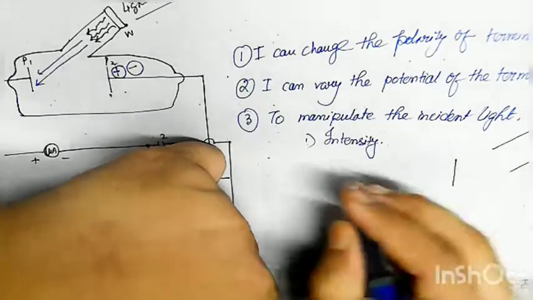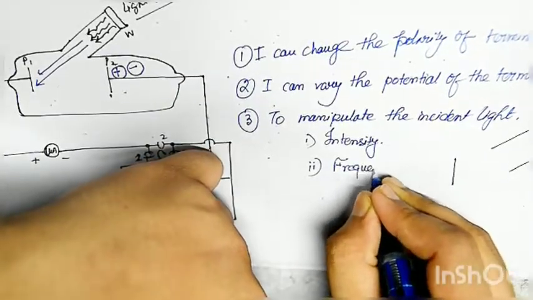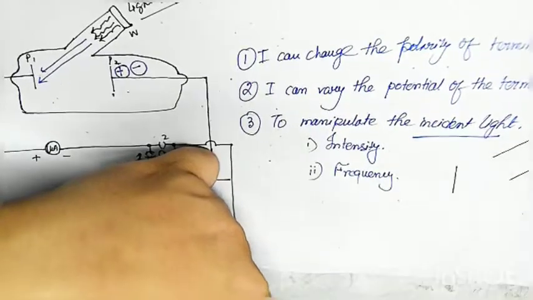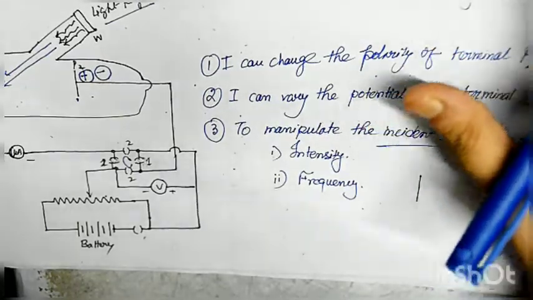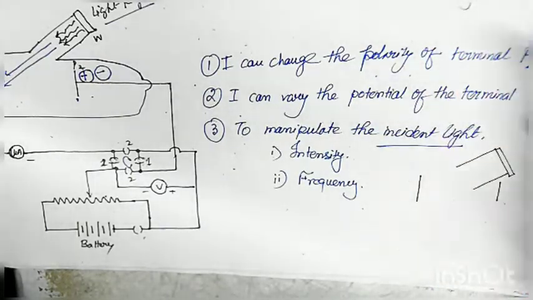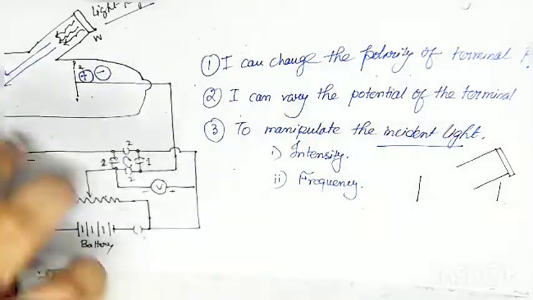intensity of the light and frequency of the incident light. So I got these three things here, and their variations will give us more detailed information about this photoelectric effect. We will see now.